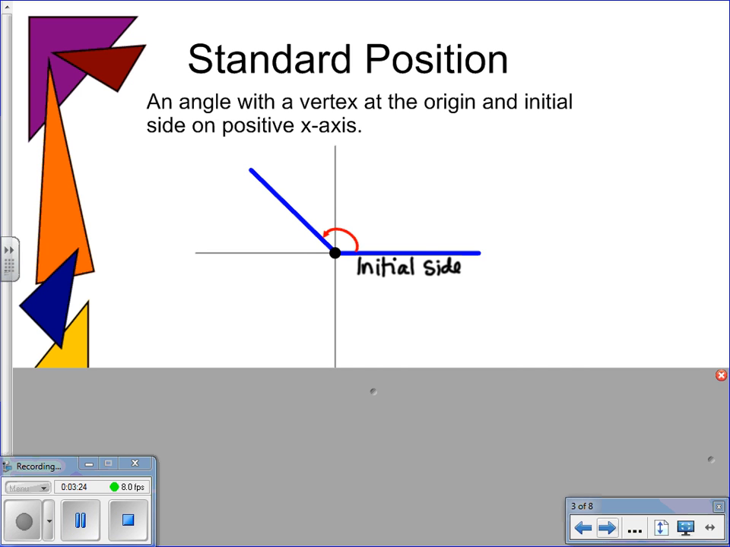The angle opens from the initial side, and you can see this red arc telling me in what direction I'm opening. So my angle opens up through the first quadrant. It passes 90 degrees, and then it lands somewhere in the second quadrant. This other side is called the terminal side. The word terminal here means to end, to terminate.